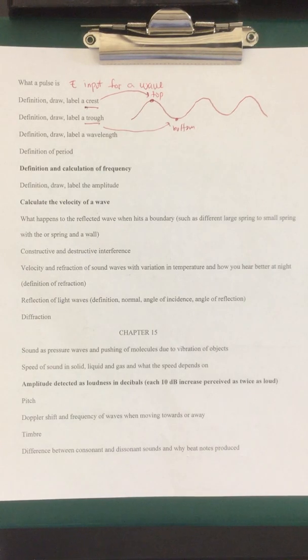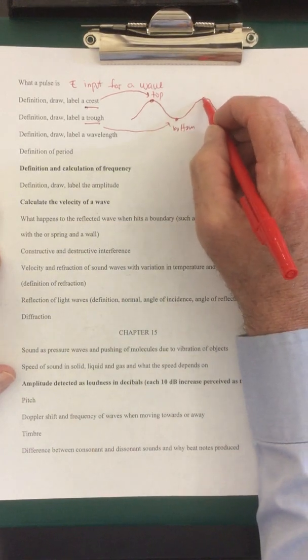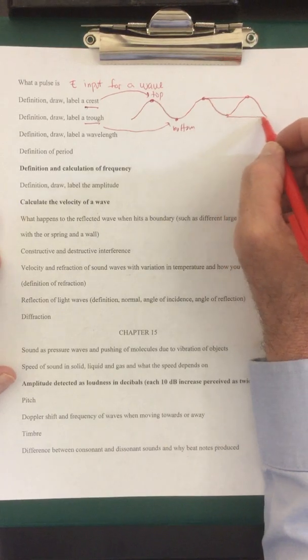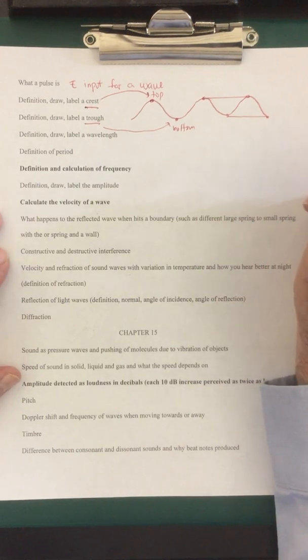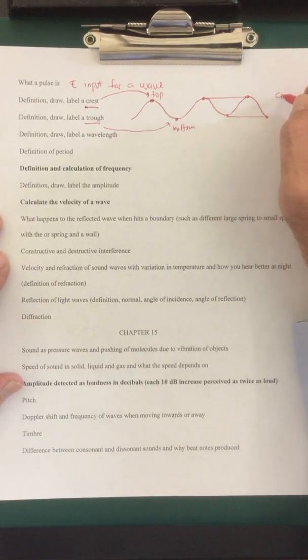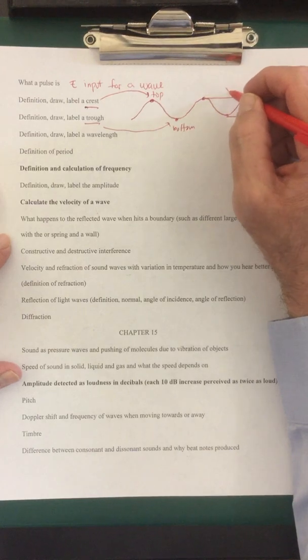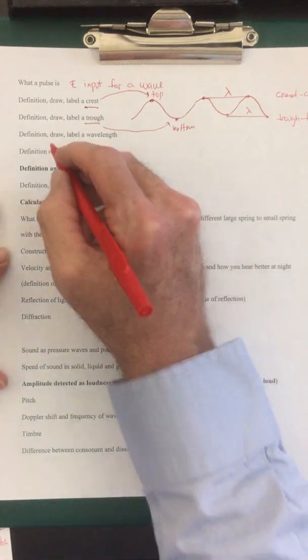Definition: draw and label a wavelength. A wavelength can go either from crest to crest, or trough to trough, or really anywhere where it's going to repeat the wave again. But typically it's from crest to crest, or from trough to trough. And it's the lambda, it's the length of the wave.